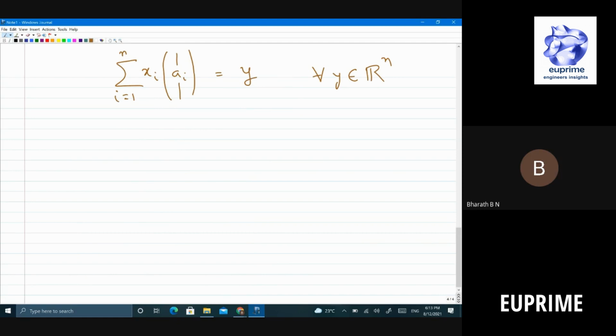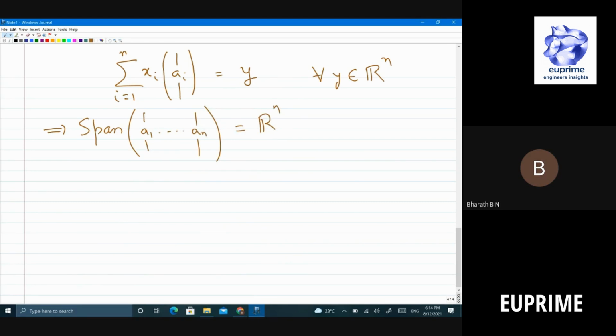So basically you take any y in Rn, that should be in the span of the column vectors, right? Do you agree? So in other words, the span of A1 through An should be equal to Rn. This is all it requires.